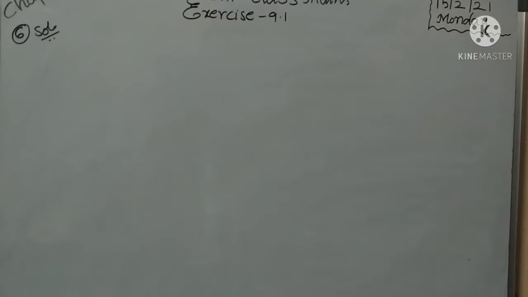Chapter 9, Areas of Plane Figures, Exercise 9.1, 6th problem. We have completed up to 5 problems. Now we discuss the 6th problem. Look at the textbook, page number 219. The ratio of the lengths of the parallel sides of a trapezium is 5:3 and the distance between them is 16 centimeters. If the area of the trapezium is 960 centimeters square, find the length of the parallel sides.